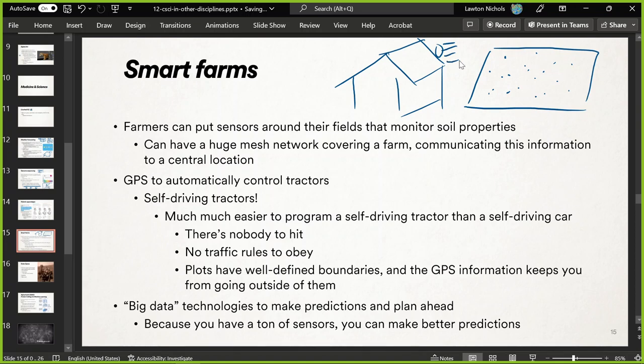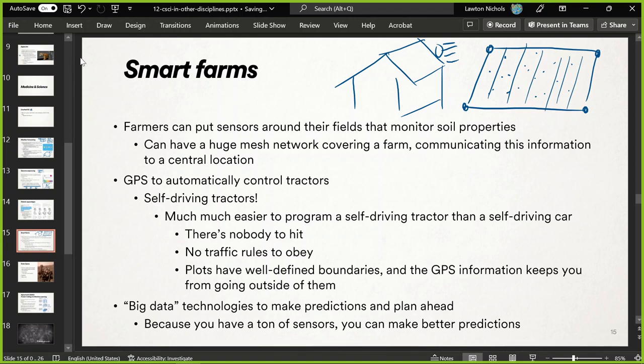So that's one idea. Another really cool idea, maybe you've heard of this, is we don't have self-driving cars, but we sure have self-driving tractors. It's a much easier problem to solve, right? There's nobody to run into on the field, right? It's your private field, first of all. You just program, okay, here are the corners of my field. Please drive the tractor in lines, in these horizontal lines, please. And it all works out.